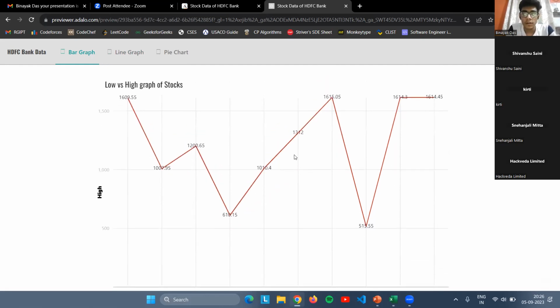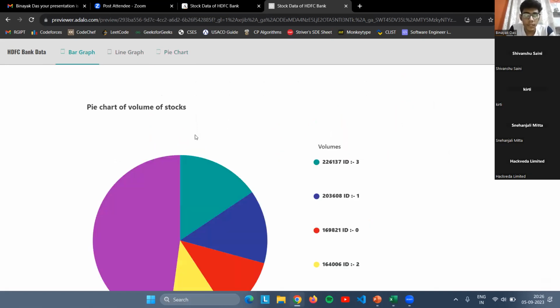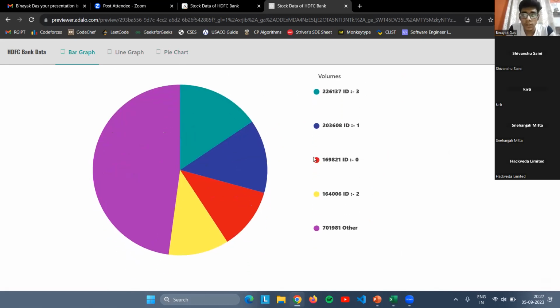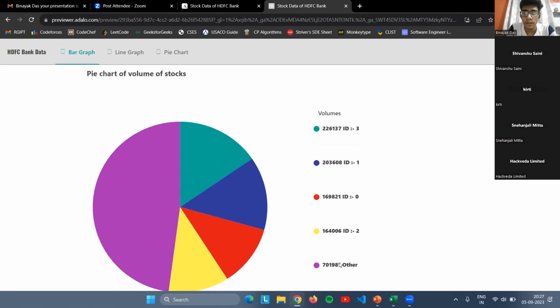on the graph. If we move to the pie chart, this is the pie chart of the volume of stocks which I have used. So red color represents the volume of the stock with the respective ID of 0, blue color with the ID of 1, and so on with green, yellow, and purple color.